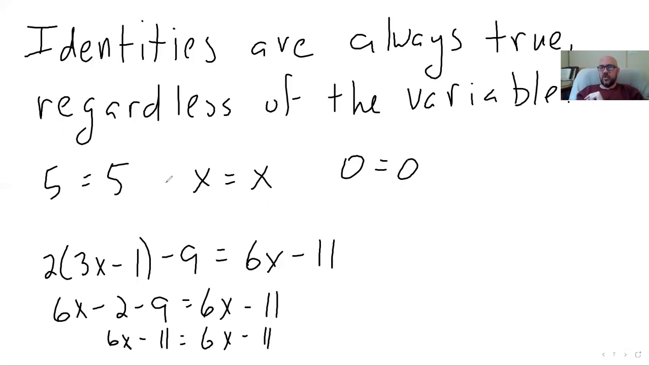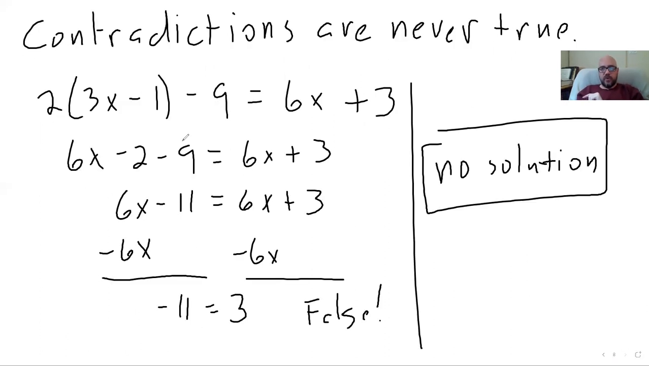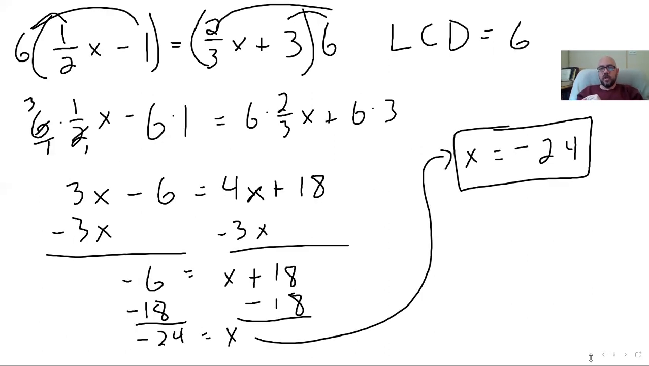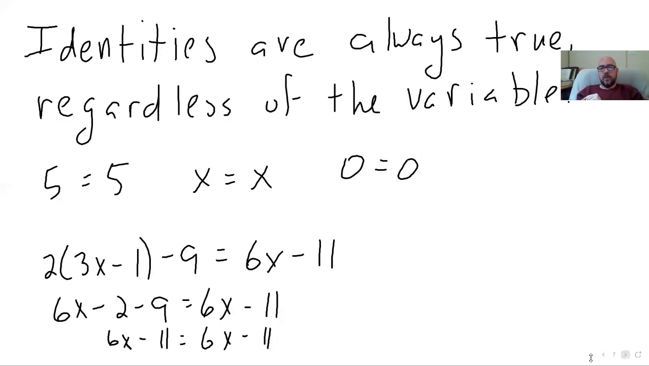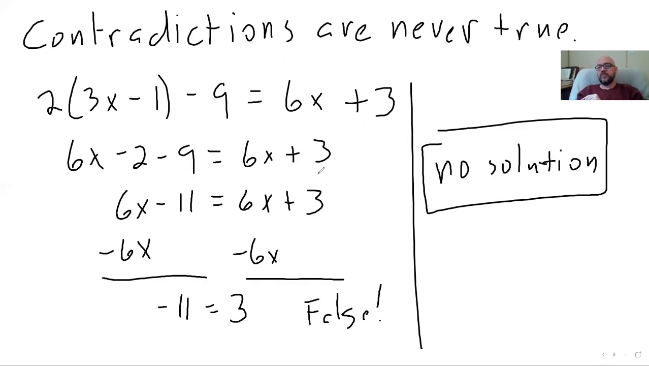This is not conditionally true. It's just always true, regardless of what x is. This is not conditional either. It's just always false, no matter what x is. So if you get just a single answer, it's a conditional equation. Whereas if you get everything's an answer or nothing's an answer, then you've got an identity or a contradiction.